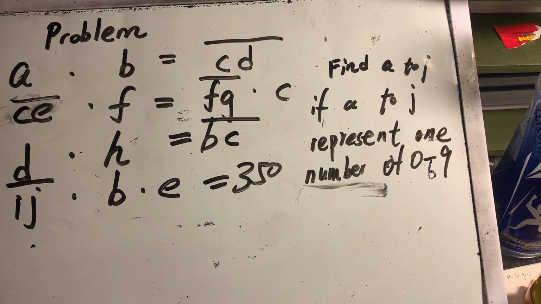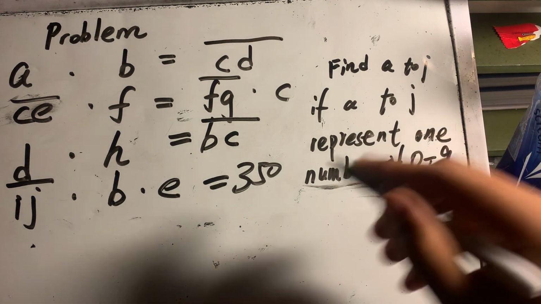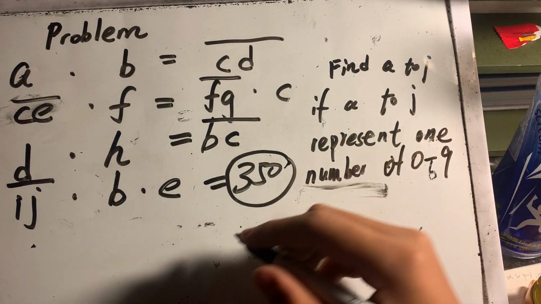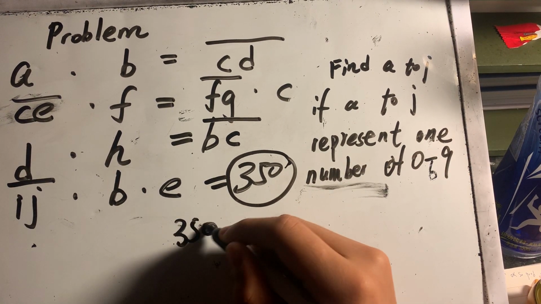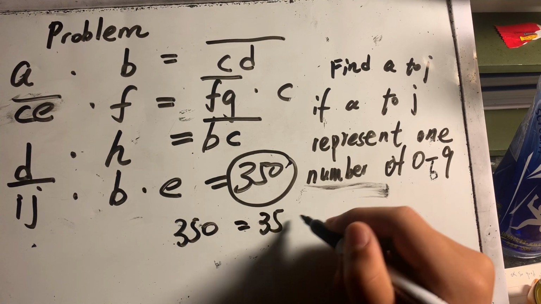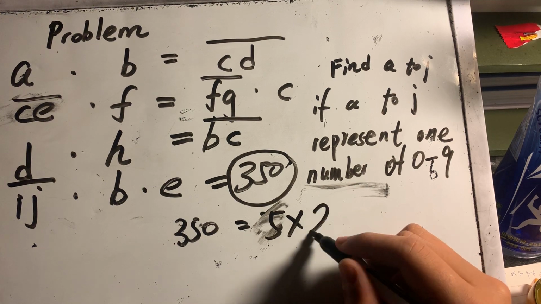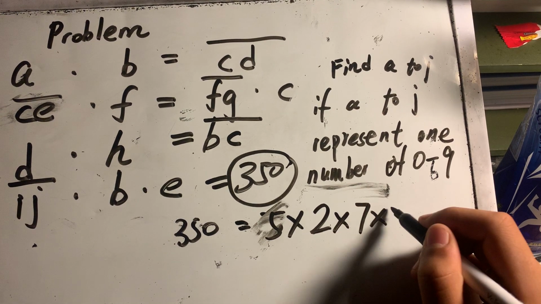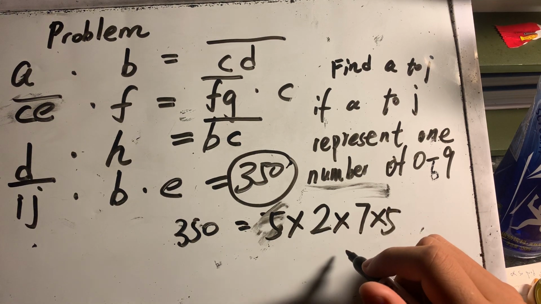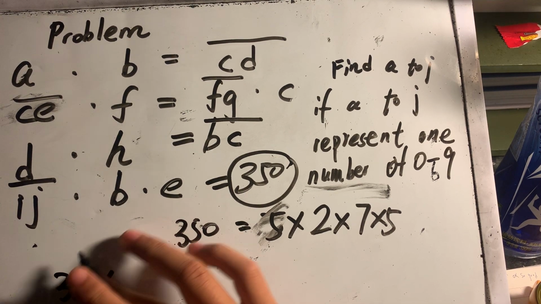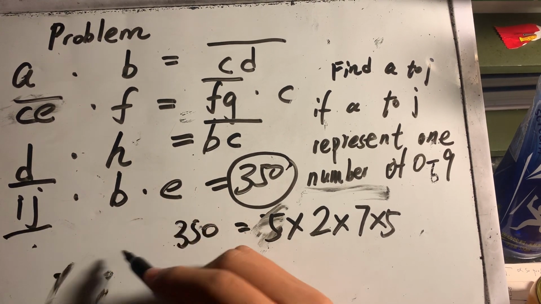When we solve this problem, we might find it is so complicated. But we can find a number here, the only number here, which is 350. We can start from here. Let's do a factorization for this. It is equal to 5 times 2 times 7 times 5. So this means we can make this number 35 times 2. So we have several choices of making this.